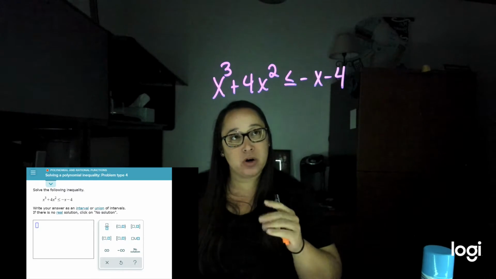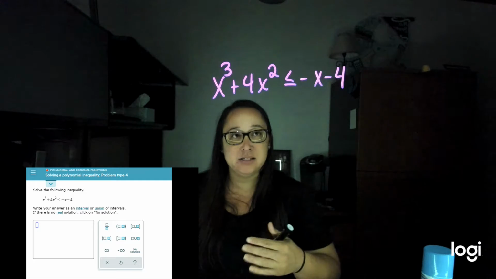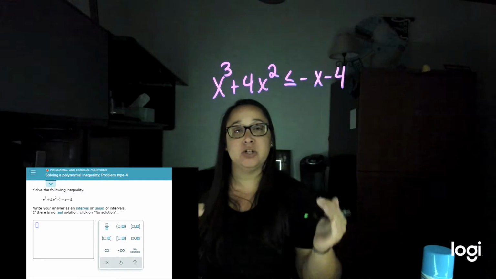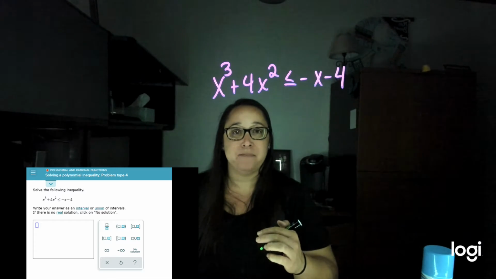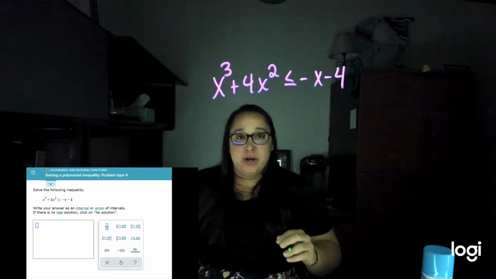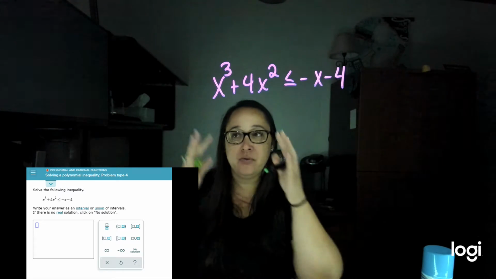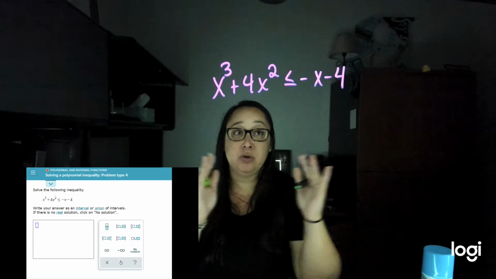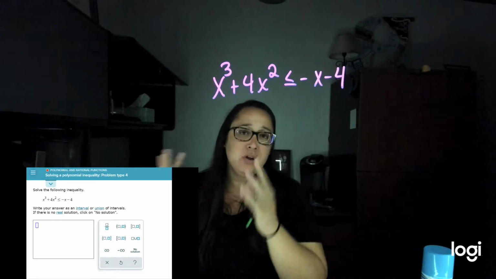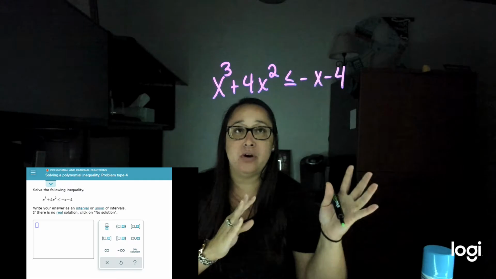So when I solve inequalities, what I'm looking for is to get all of my terms on one side of that inequality sign. So I want to solve this like I would any other equation. Typically I want zero. I want the equation equal to zero. So in this case I want my inequality with all my terms on one side and zero on the other.